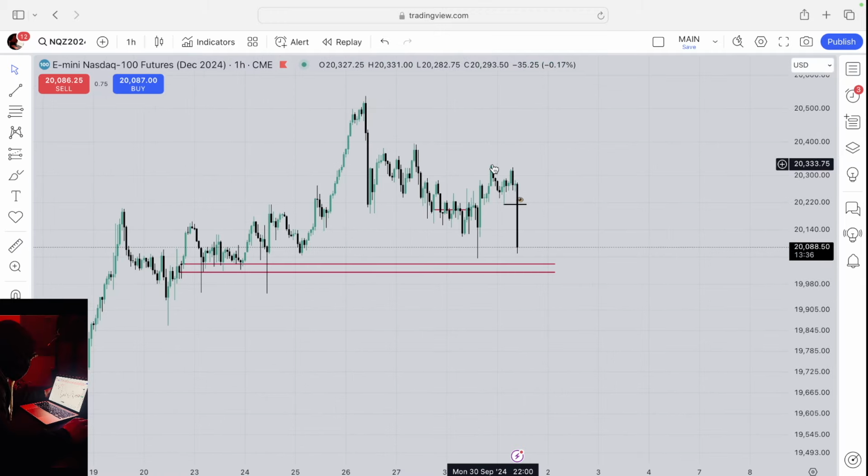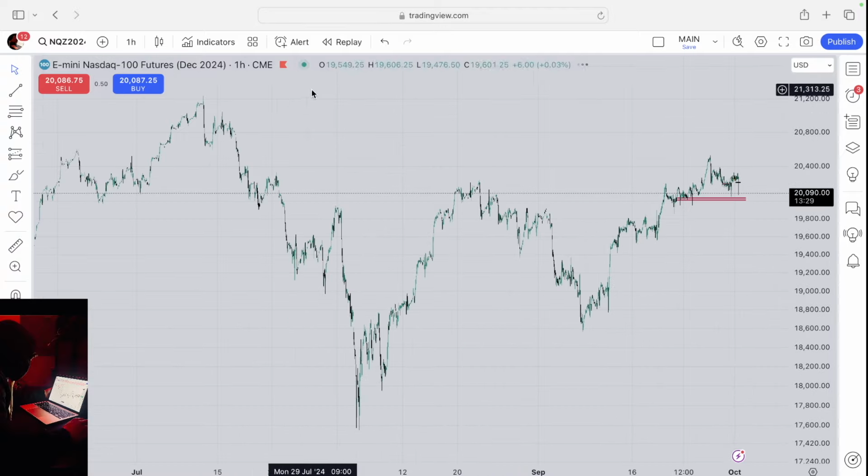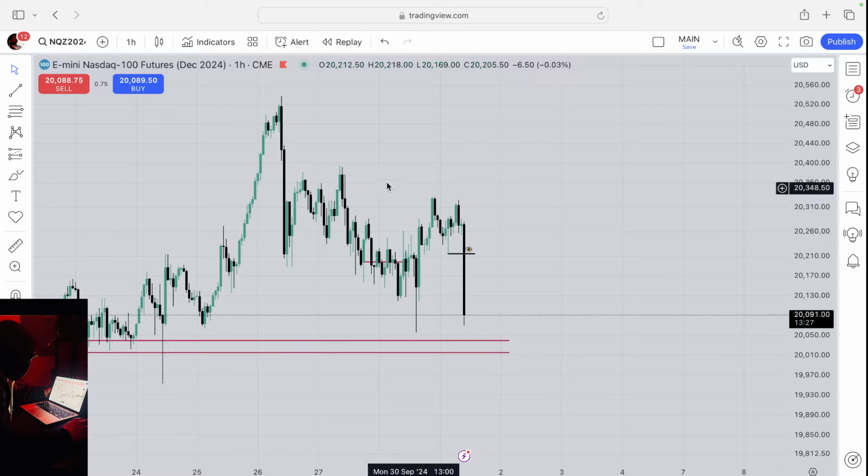So we run up here, nowhere near this high. What's that? That's an SMT divergence within the larger SMT divergence we already had up here, right? So when we come up here, we fail to get to this high. We're creating an intermediate-term high, a failure swing above midnight opening. That's why that's key, because it's rallying above midnight opening.